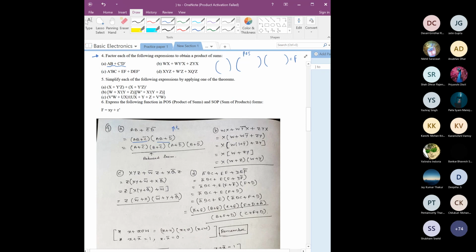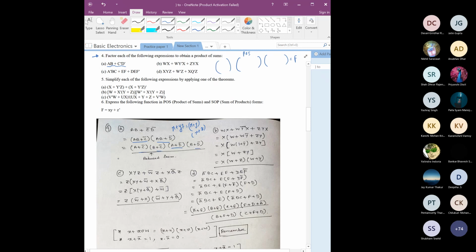It is the same thing, right? x plus yz is equal to (x plus y)(x plus z). That thing we are using, right? Again, if you want, you can also split it. So when you are splitting it, it comes this way.